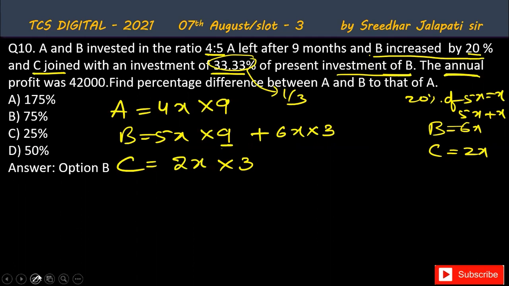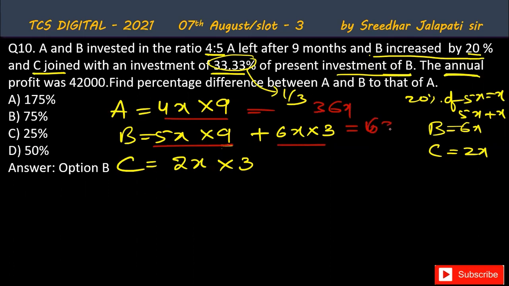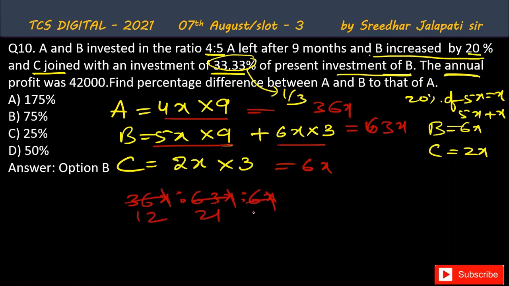So this is the ratio in which we have to distribute the profits. So A: 4x into 3, 4x into 9, 36x. B: 45x plus 18x, 63x. And C: 6x. So now the ratio in which profit should be distributed is 36x is to 63x is to 6x. On simplification, x gets cancelled, 3 12s, 3 21s, 3 2s. So 12 is to 21 is to 2.